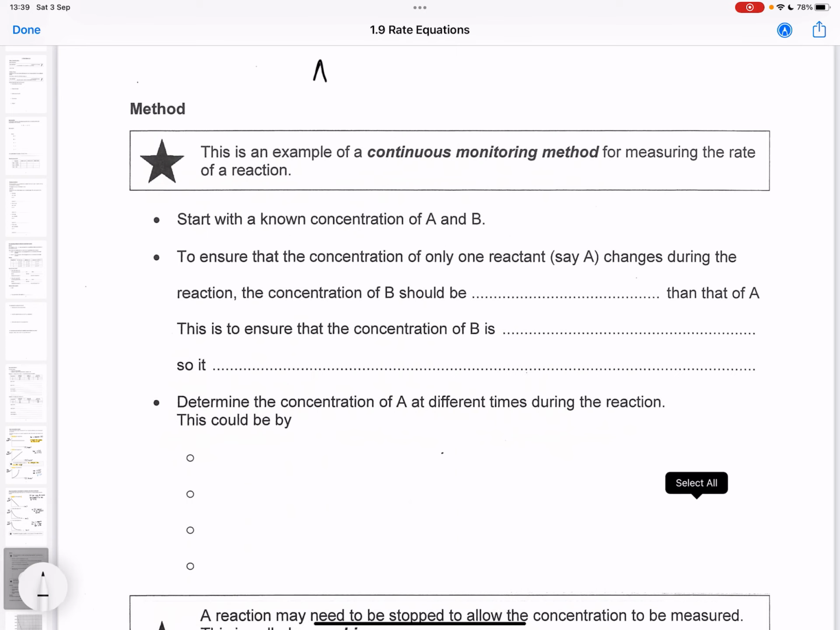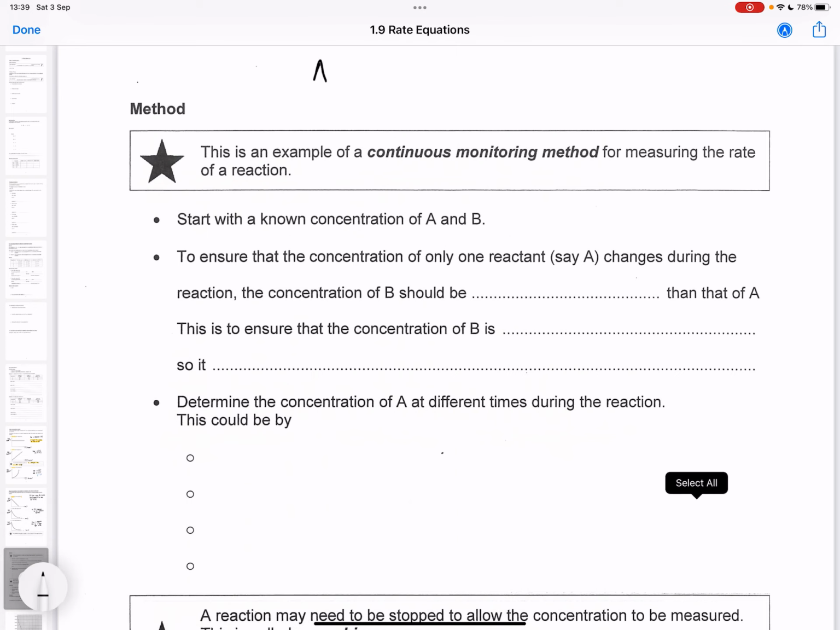So imagine we've got A and B reacting to make some products. Okay, so we'd need to start with known amounts of A and B, and we're going to ensure the concentration of only A is changing so that only A can affect the rate and so that we can determine the order with respect to A. To do that, we need to keep the concentration of B much larger than the concentration of A.